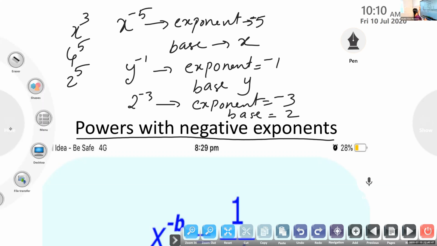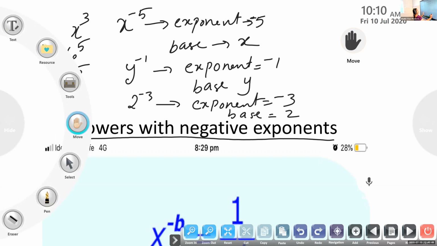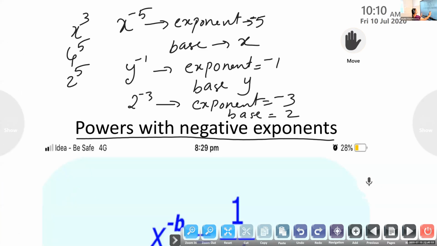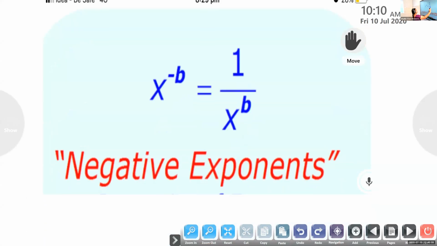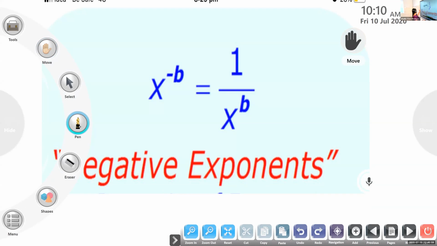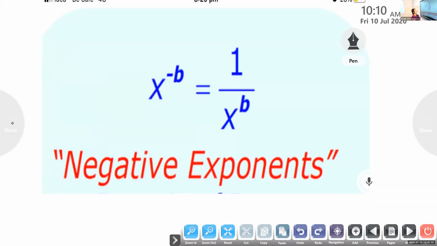I will show you what we can do when we get a negative exponent. See this: x raised to minus b is equal to 1 by x raised to b. Did you write the heading, negative exponent? Yes, ma'am. x raised to minus b equals 1 by x raised to b.